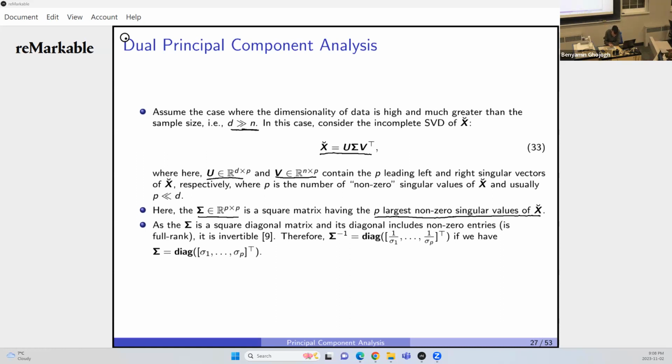As sigma is a square diagonal matrix and its diagonal includes non-zero entries, right? It is invertible. Therefore, sigma inverse. What is the sigma inverse, by the way? Sigma is a diagonal matrix. As a result, according to linear algebra, its inverse is the reciprocal of the elements of the diagonal, right?